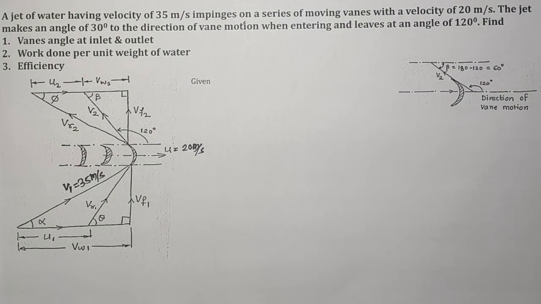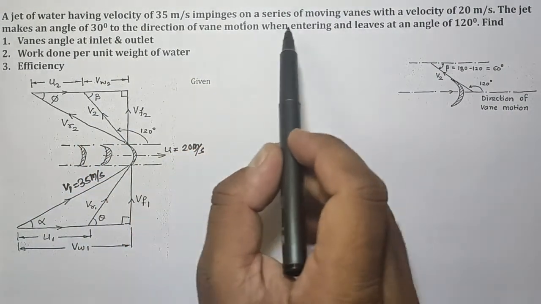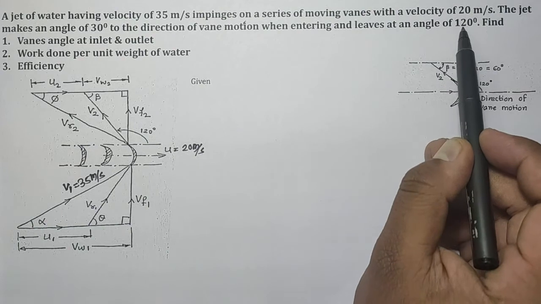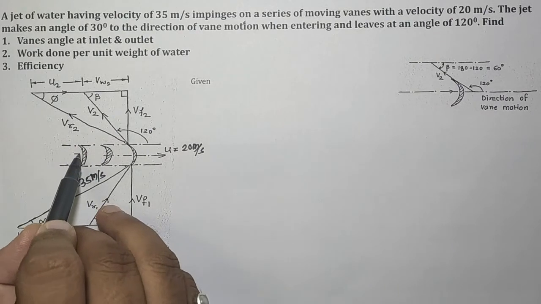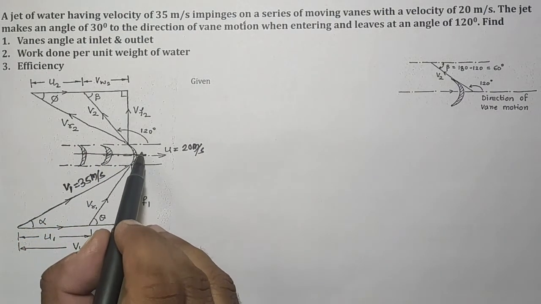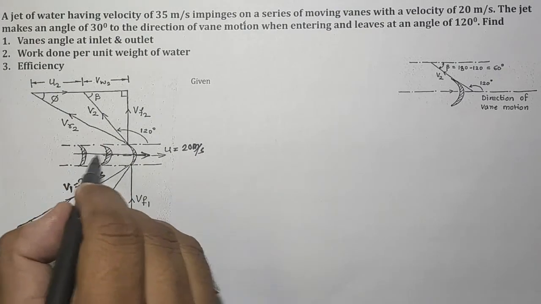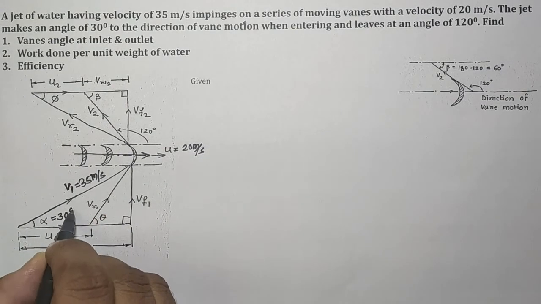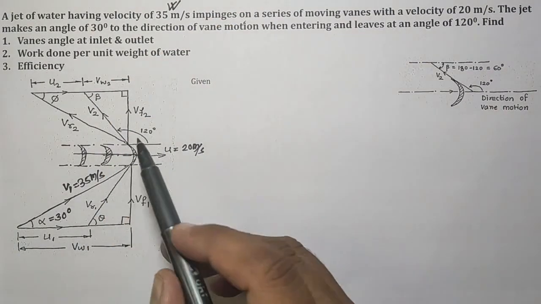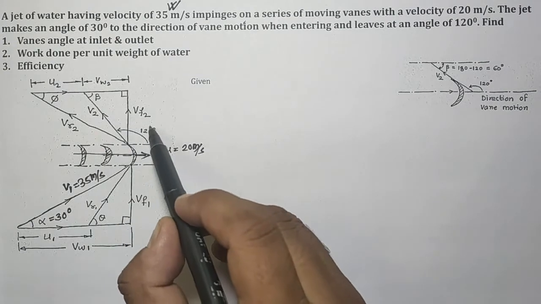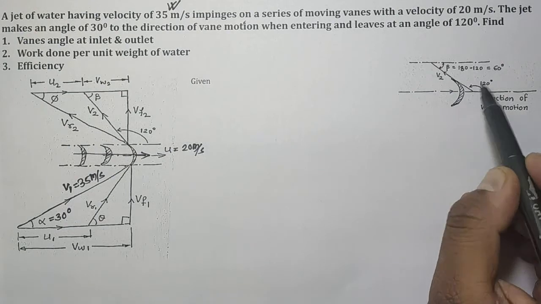Now here the jet makes an angle of 30 degree to the direction of the vane when entering, and leaves at an angle of 120 degree. So while entering, this jet makes an angle of 30 degree with the direction of motion of the vane. Let us consider the motion of the vane as the positive x direction, and with this positive x direction it makes an angle of 30 degree while entering with this velocity 35 meter per second. While leaving, it makes an angle of what? 120 degree.